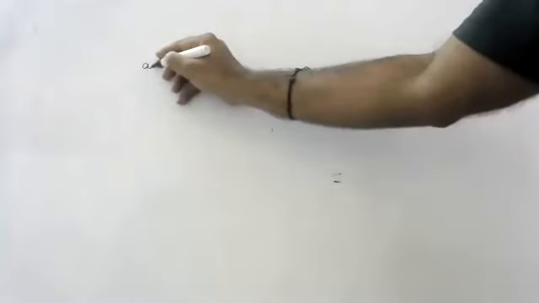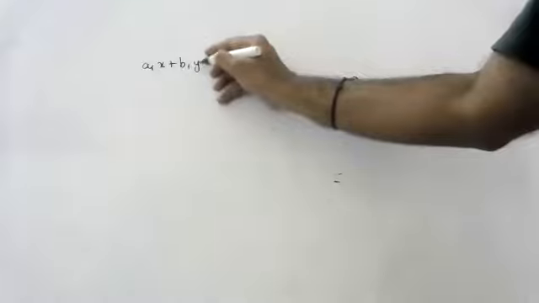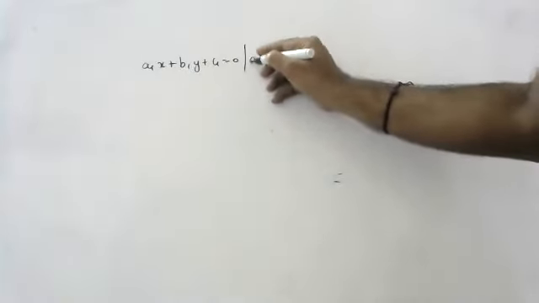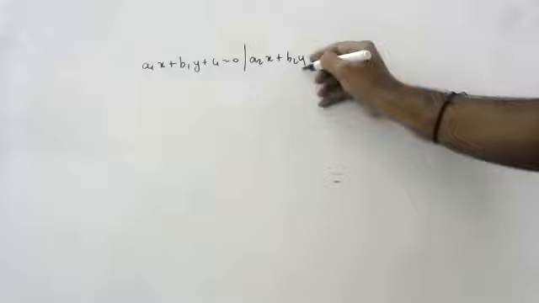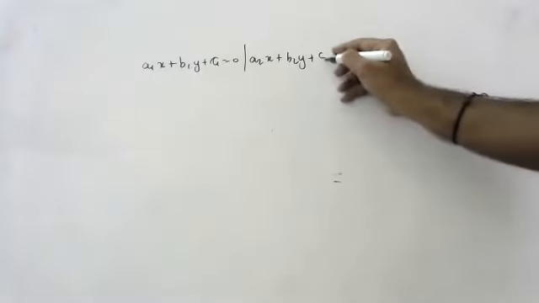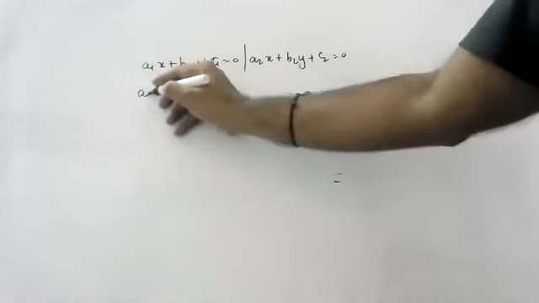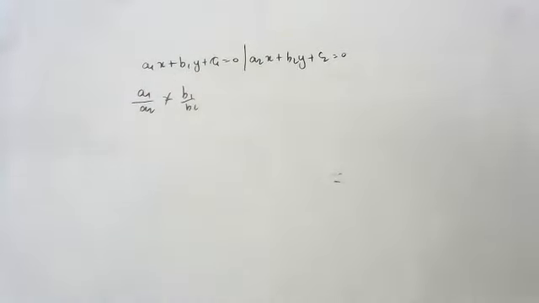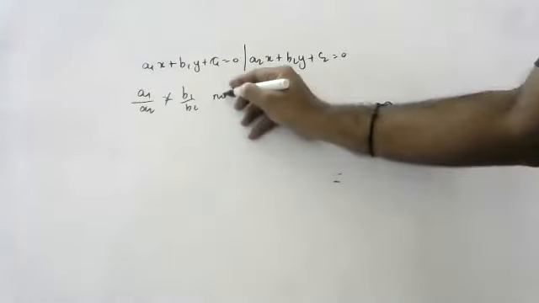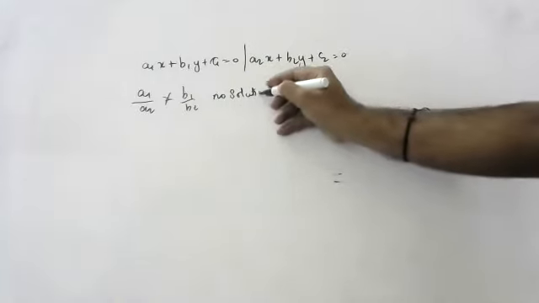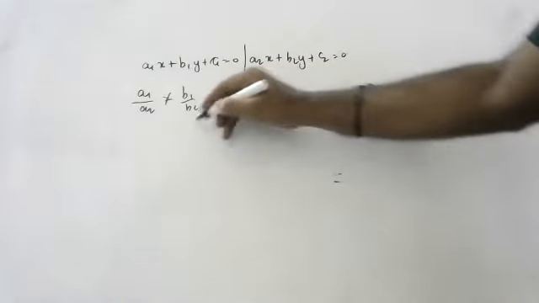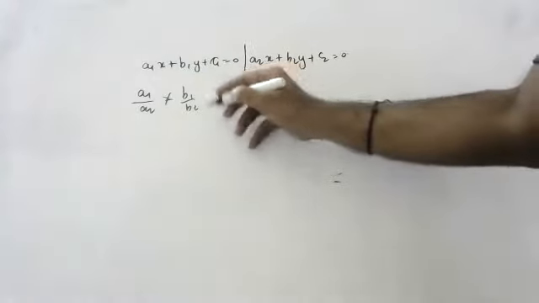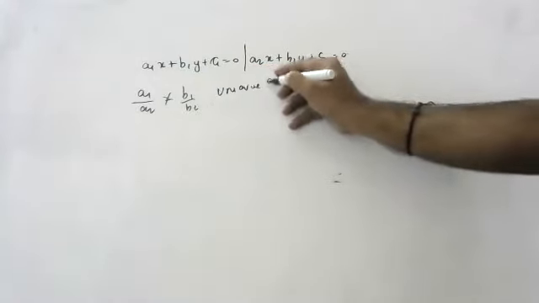Children, suppose two equations are in the form of a1x plus b1y plus c1 is equal to 0, and a2x plus b2y plus c2 is equal to 0. If a1 by a2 is not equal to b1 by b2, what is it called, children? Unique solution. A1 by A2 is not equal to B1 by B2 means unique solution.